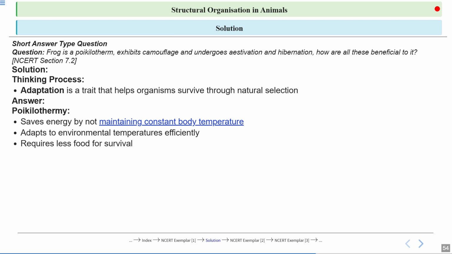They require less food for survival. And when there is a rainy season, they eat a lot and store a lot of fat in their body. When there is a scarcity of food, that fat will be utilized at that time for producing energy.